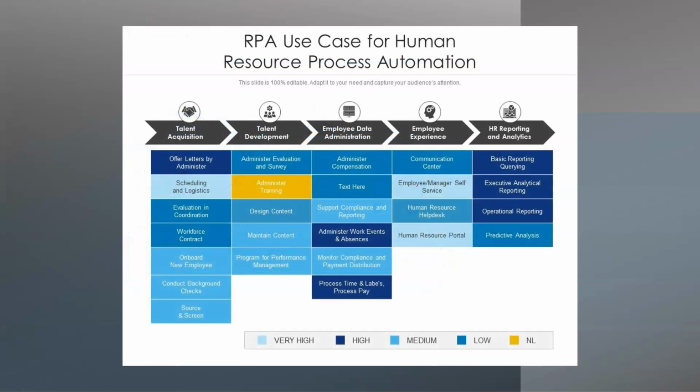RPA use cases for human resource process automation. If you look at human resources, HR is a function every company has, because you need to hire people, train and develop them, compensate them, and give benefits to them. There are processes for everything, and you can see there is a heat map on this: what kind of processes can be automated, with high probability or a high amount of tasks. If you're sending an offer letter, and you don't get a response back, you want to send a reminder. So this can be automated. That is in HR.